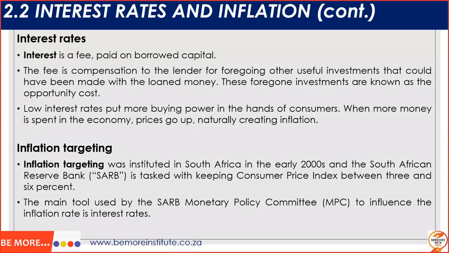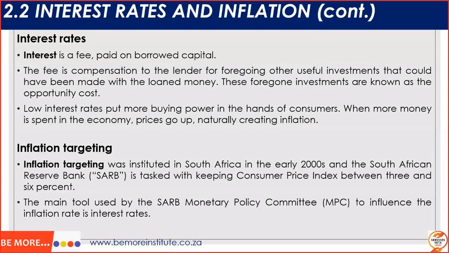When more money is spent in the economy, prices go up, naturally creating inflation, which is exactly what we've just discussed. What about in South Africa? We have a concept called inflation targeting. What is inflation targeting? Inflation targeting was instituted in South Africa in the early 2000s, and the South African Reserve Bank is tasked with keeping the consumer price index between 3 and 6%.